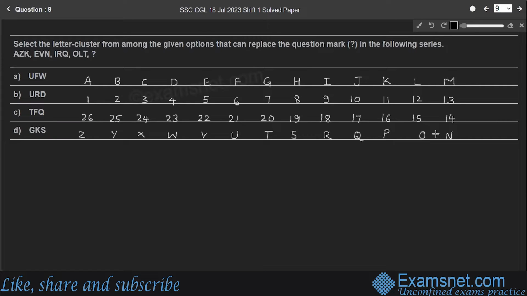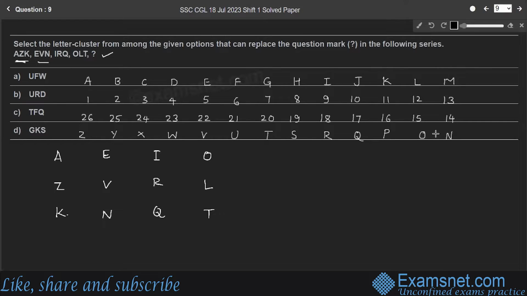Question number 9. Select the letter cluster from among the given options that can replace the question mark in the following series. Here the first letter cluster is AZK. The next cluster is EVN, and the next cluster is IRQ. The fourth cluster is OLT. We need to find the fifth letter cluster.